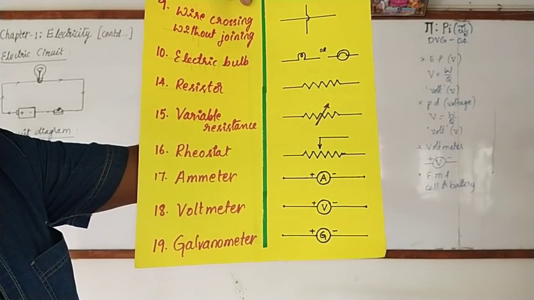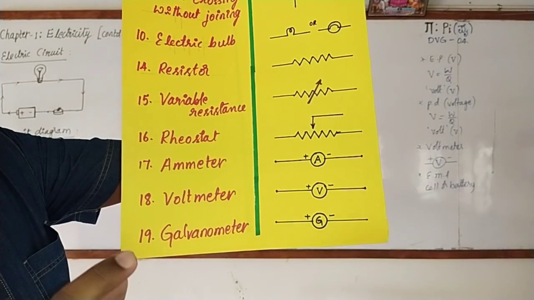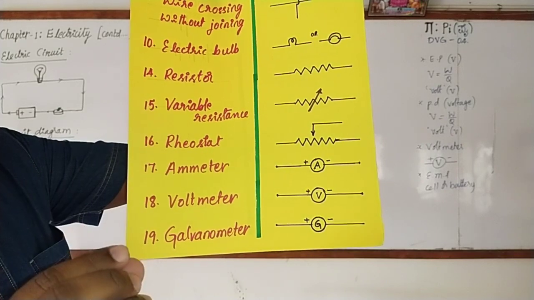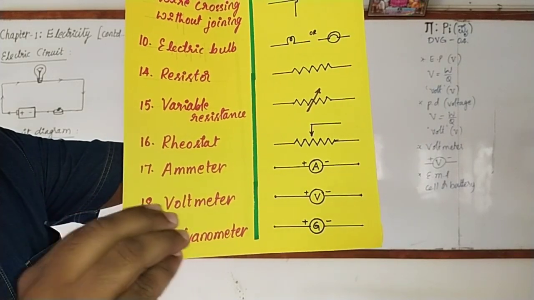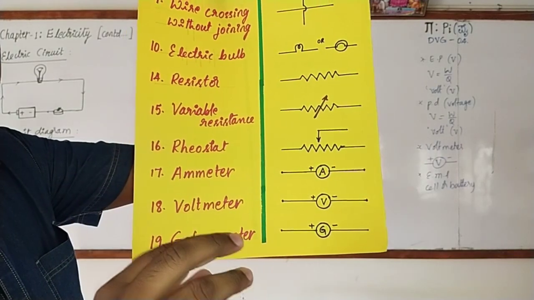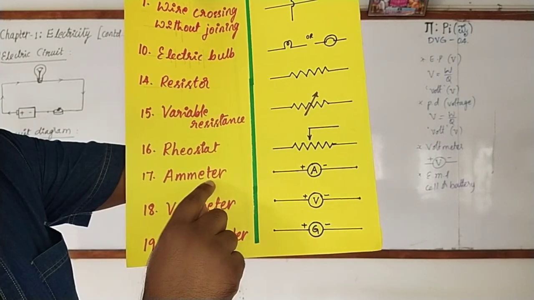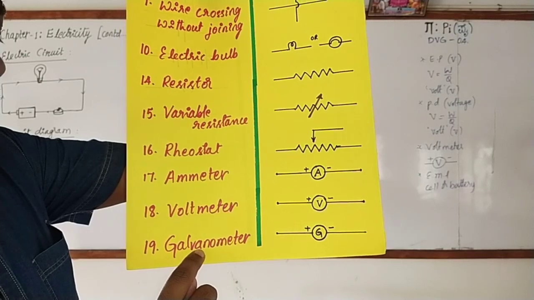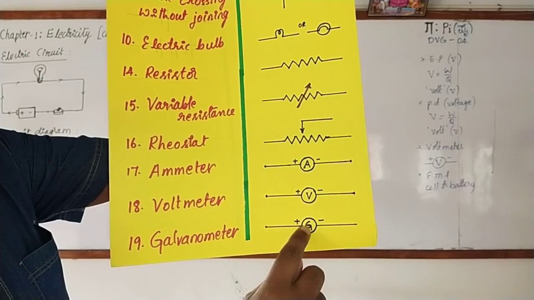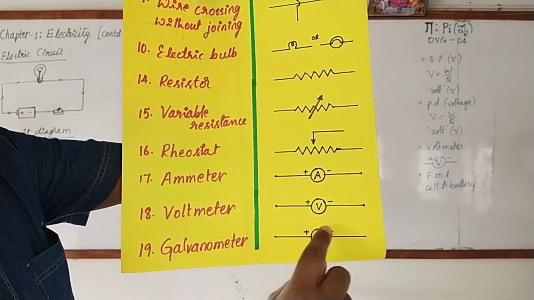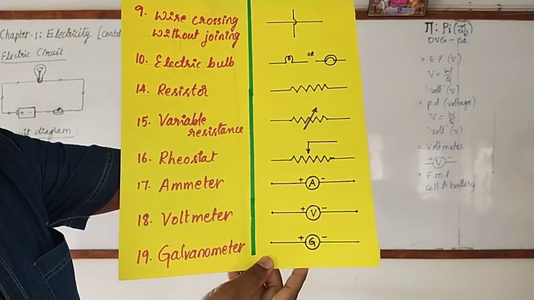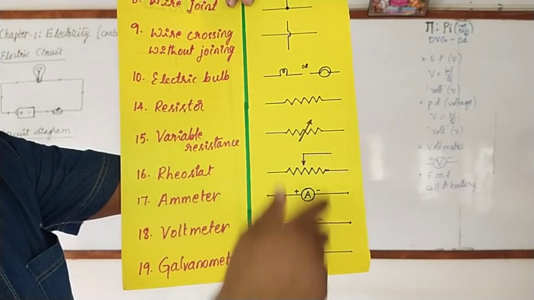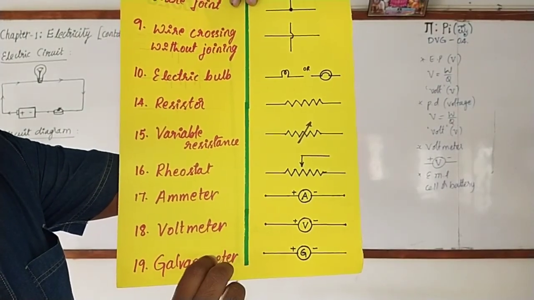Encircled V with terminals. Galvanometer, it is a current detecting device. When a very small amount of current is flowing in the conductor and it is not possible to use an ammeter, then to detect the current flowing, we can use a galvanometer. It is an encircled G with terminals. Now you have to pause the video and copy all these electrical components.